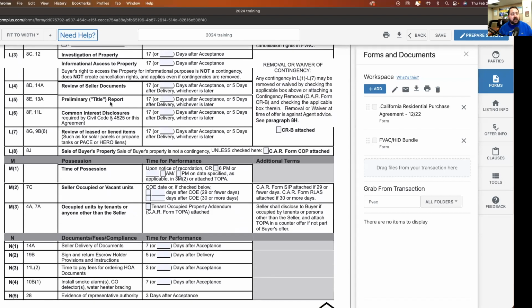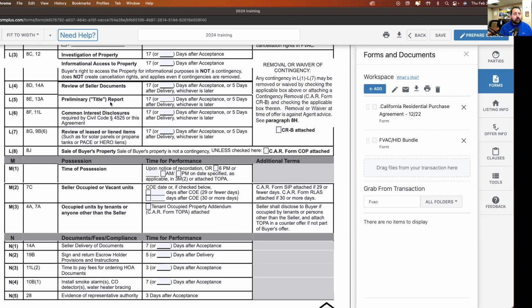The preliminary title report. I got 17 days to review it. Again, order that prelim as soon as possible. Get it over to the buyers so that they can review it. And I'm going to say something right now. Both of you, as buyer and listing agent, need to review the prelim. You need to be able to read a prelim, look for red flags, and ask questions. If neither party is looking at it, then we end up with problems, right?